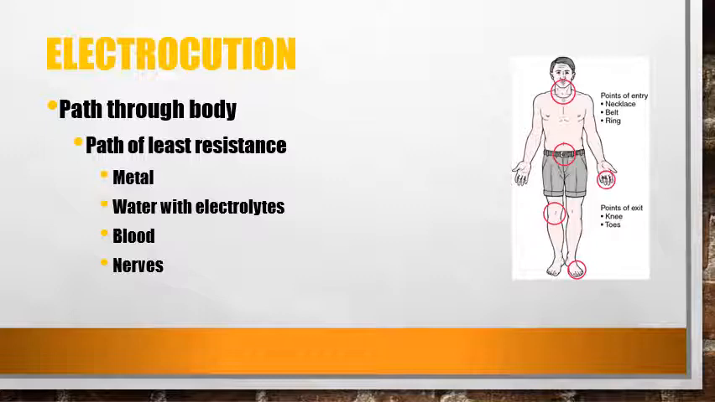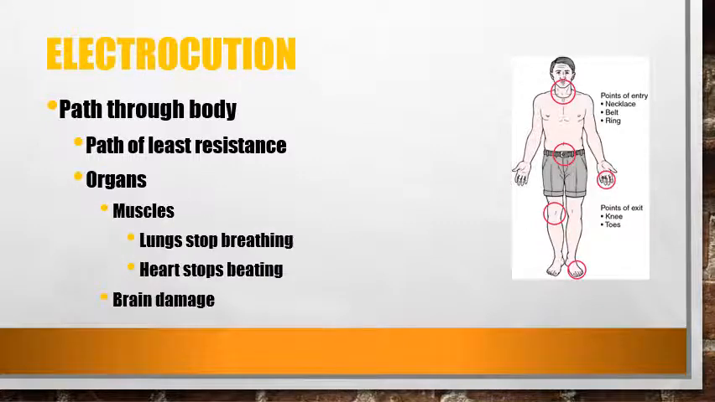So if you are wearing metal, such as a necklace, a belt, or a ring, it will pass through those places first. Water with electrolytes in it, sweat being a possible source of electrolytes, would present a possible path through your body. Blood contains iron, which is a metal, and would provide a path through the body. Nerves in your body carry electrical signals and provide, once again, a path through your body. All of these are potential paths through your body which could cause electrocution.